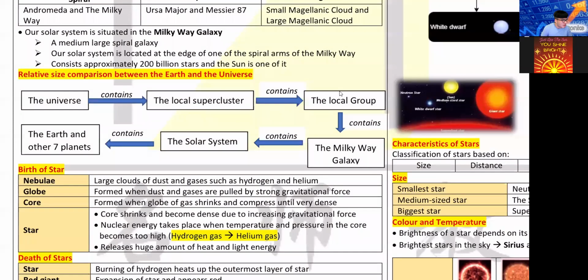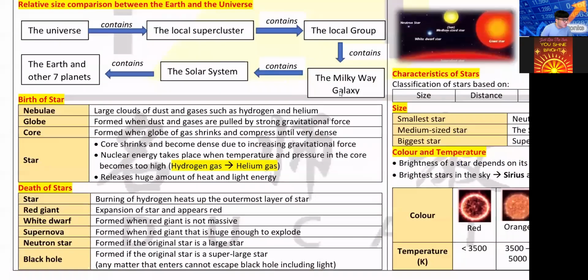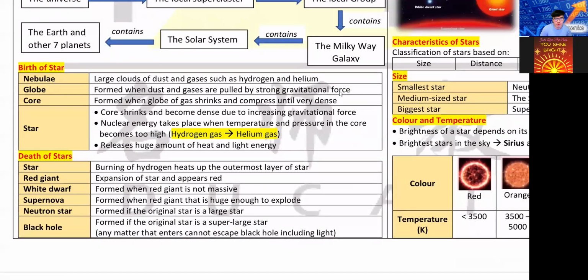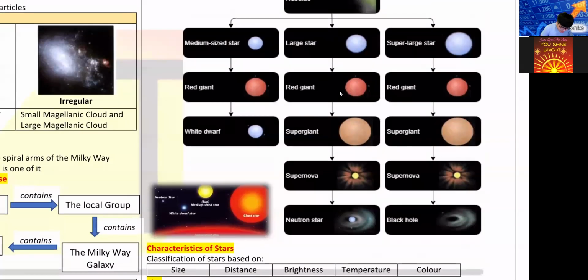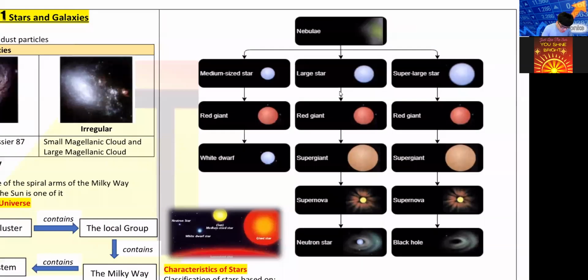Let's look at the birth of a star, shall we? This is one of the main points of this chapter. So how is a star born? Let's look at this diagram. In fact, this is the only diagram that you need to know. All stars start from a bunch of dust and gas.